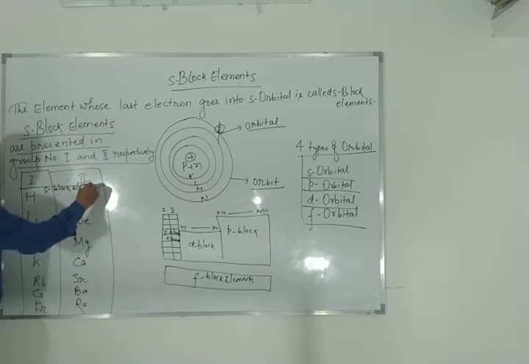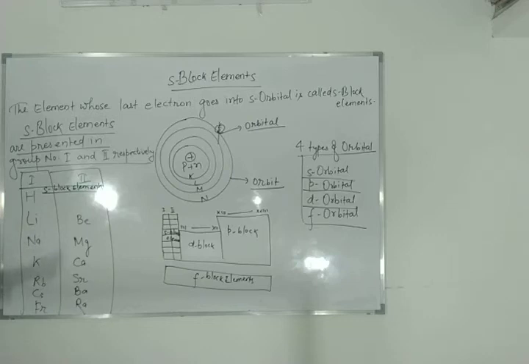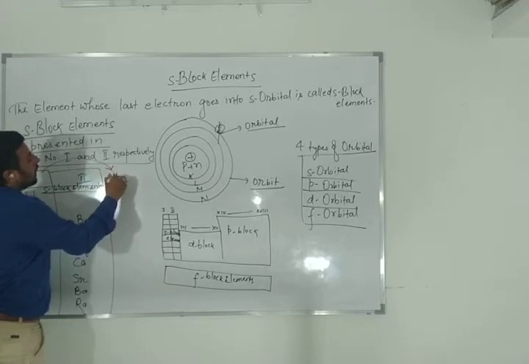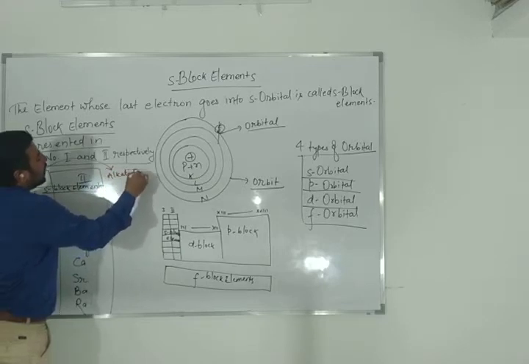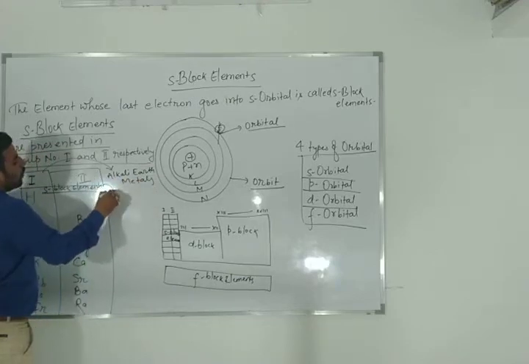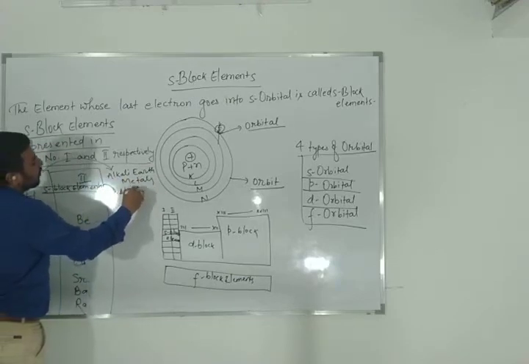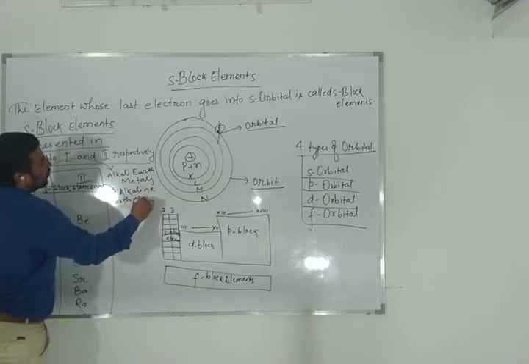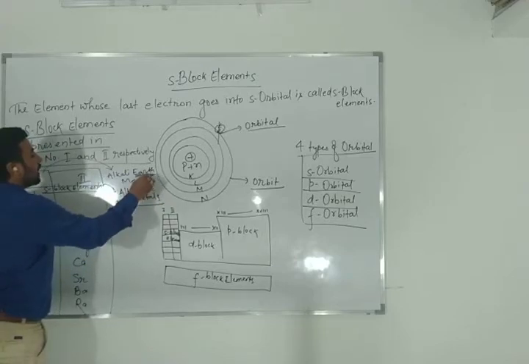Now you can ask me, sir, I have heard something else, the name of group number 1 and group number 2. Group number 1 is also named alkali metals. Group number 1 name is alkali metals, and group number 2 name is alkaline earth metals. Now you can ask me, sir, why their name is earth metals?